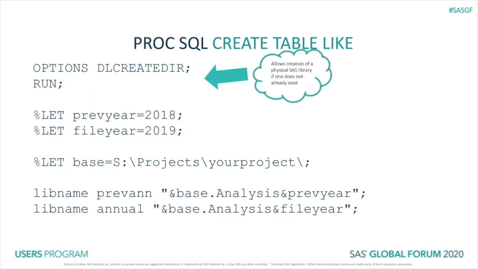As I said, option DLCREATEDIR allows the creation of a physical SAS library if one does not already exist. Right there, we have the base, and then I'm able to create folders for the previous and new annual data set. The option DLCREATEDIR is a default on Unix and Linux systems, but not on a Windows system. You may not have access to it on a secured system at all, but it's a really handy option, and I encourage folks to take a look at that.